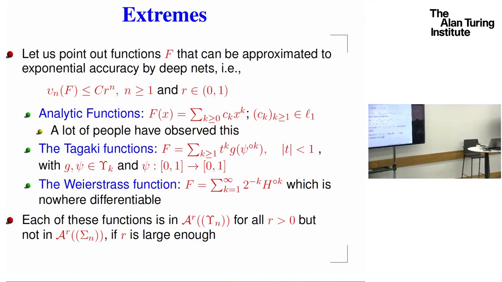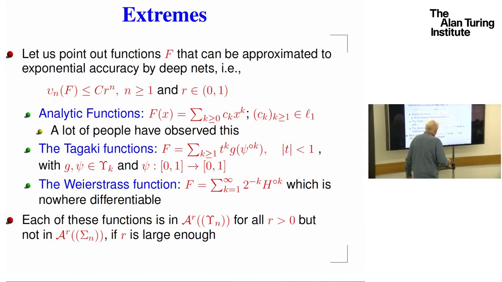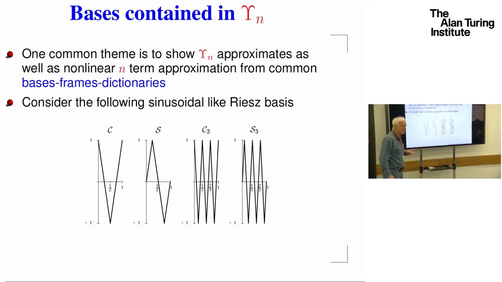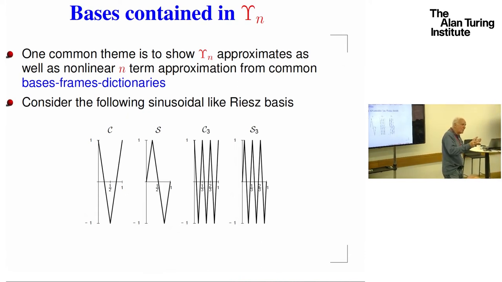Now, should you go away happy and say, yes, well, wonderful, this thing is powerful? Now I'm going to become a little bit more negative. Oh, by the way, before I become a little negative, you can create within upsilon n a basis of functions. There are 2 to the n of these. They look like sines and cosines. They're an upsilon n parameters. You get the sines and cosines up to degree 2 to the n. But they're all in upsilon n with n parameters.